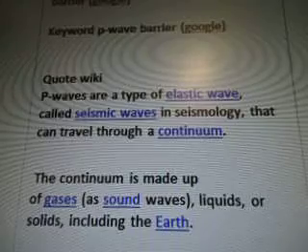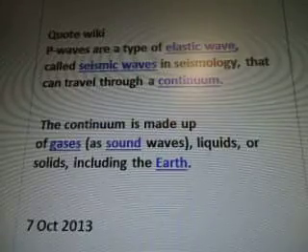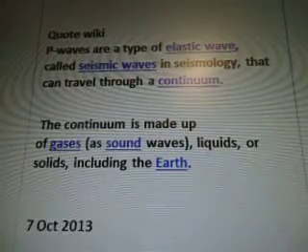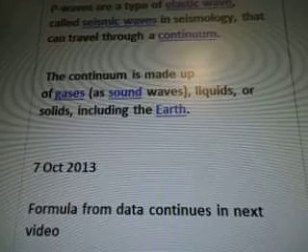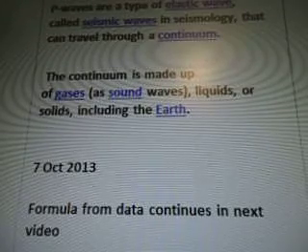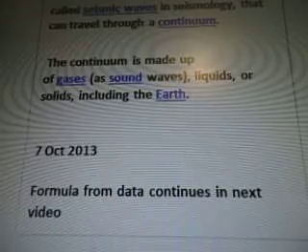Quote from Wiki: P waves are a type of elastic wave called seismic waves in seismology that can travel through a continuum. The continuum is made up of gases as sound waves, liquids or solids including the Earth. The formula from the data is going to continue in the next video.